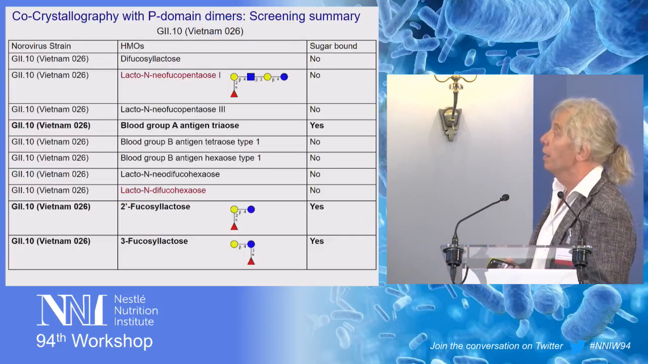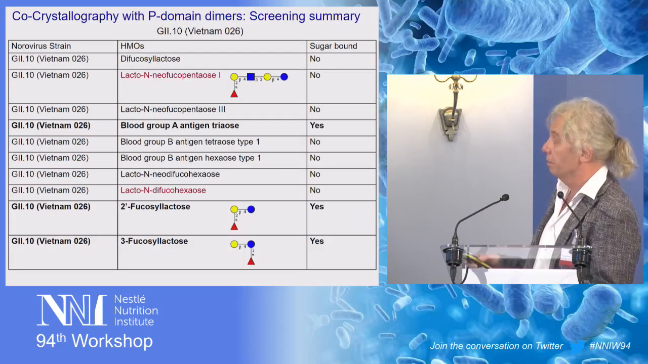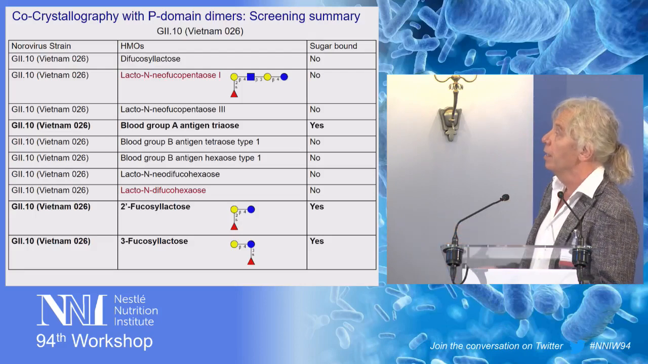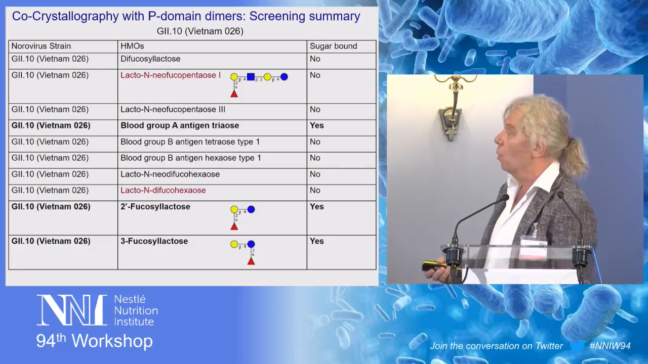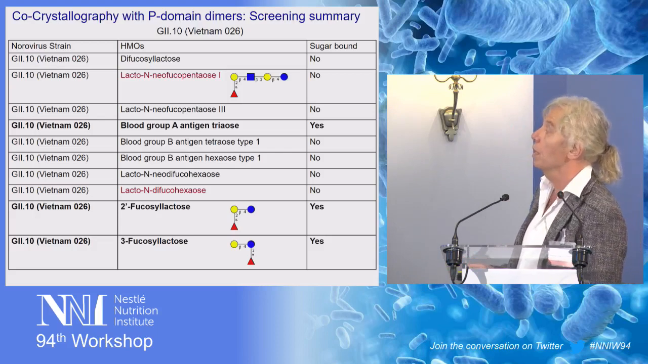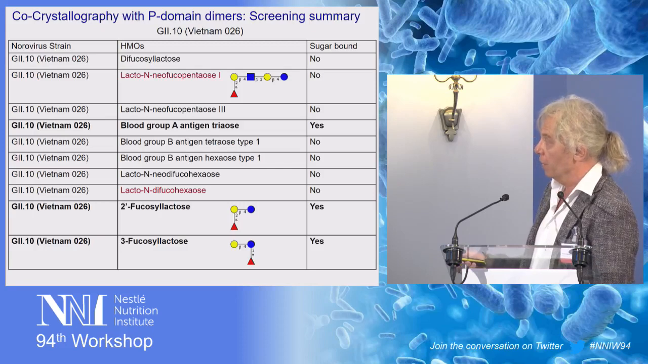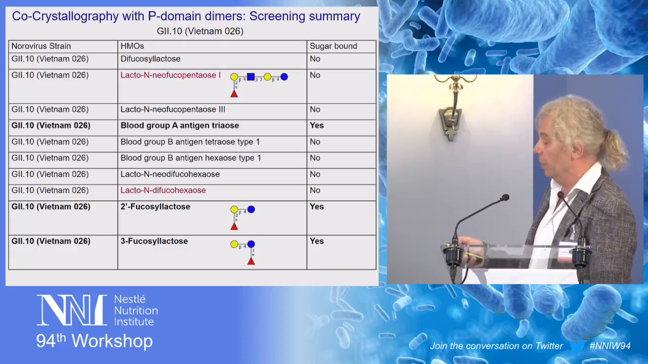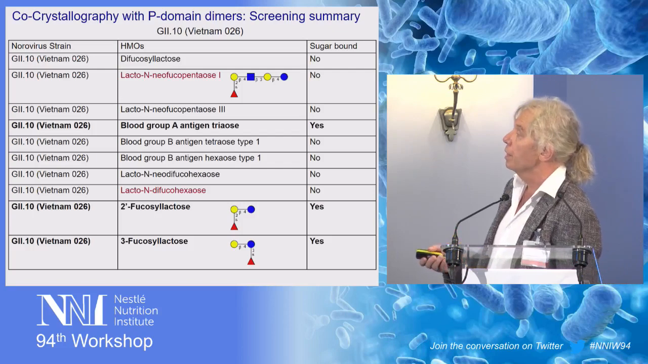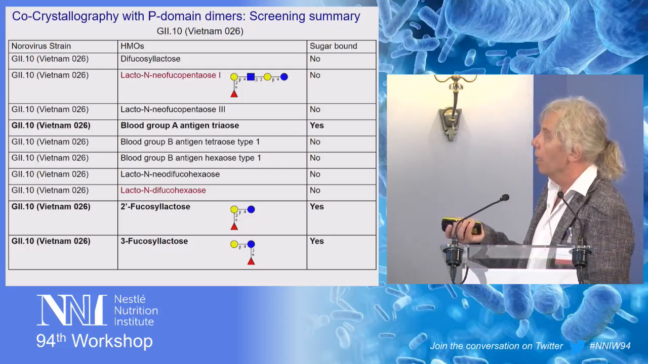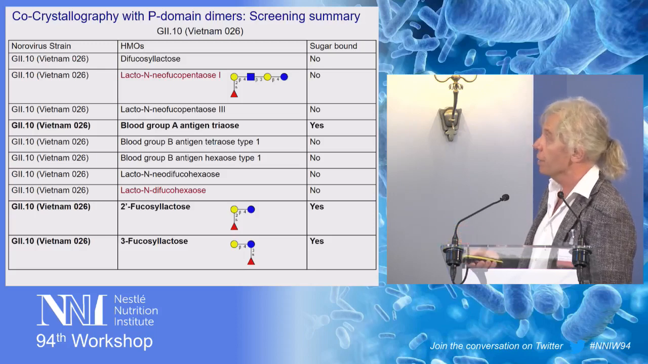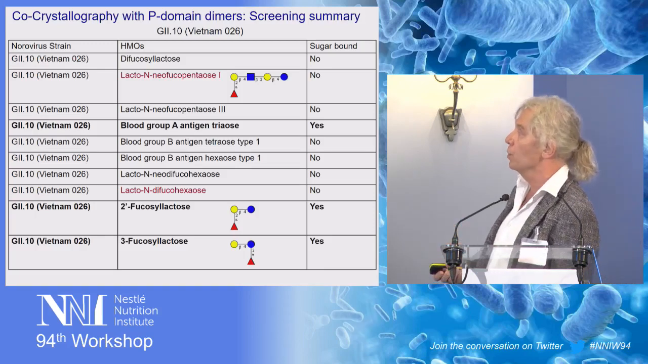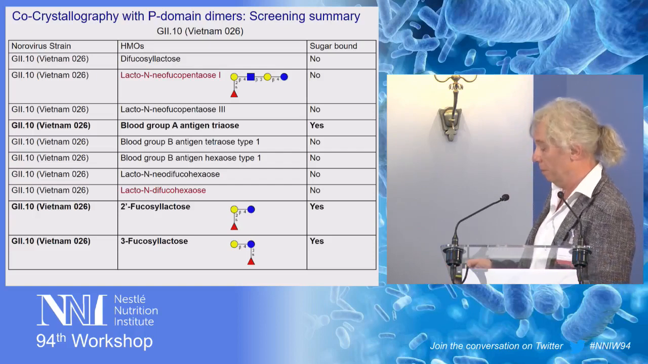gave crystals, so we had to give up this project, and we could demonstrate for a couple of viral strains, in this case here for G210, the Vietnam strain, that only smaller sized oligosaccharides could be co-crystallized. And here, for example, 2-fucosyllactose and 3-fucosyllactose, although they have structurally nothing to do with each other, were able to crystallize within the pocket. On the other hand, other structures which have a structural relationship to the 2-fucosyllactose, like the lacto-N-neofucopentaose 1, did not co-crystallize.